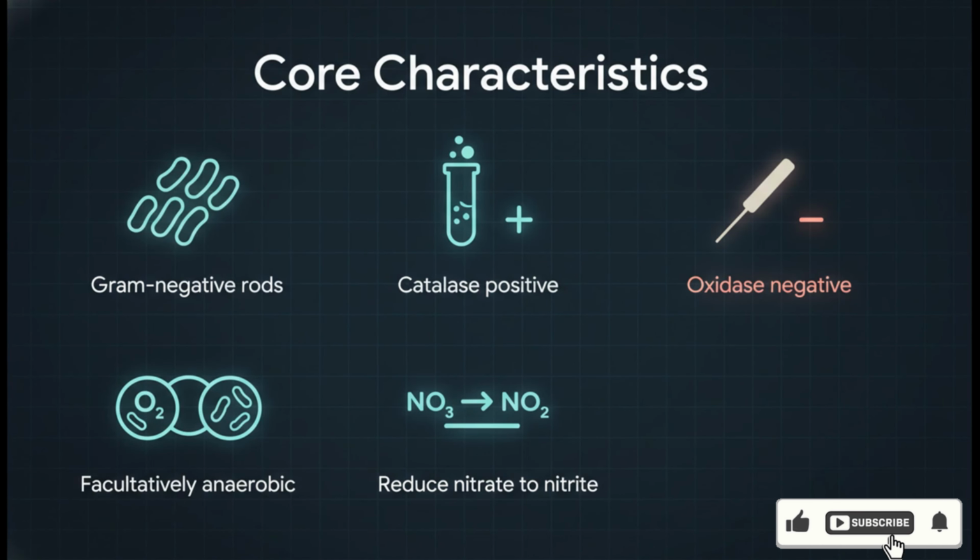So all members of this big family share a few core traits. You can think of this as their family signature. They are all gram-negative rods, they're catalase positive, and, this is important, they are oxidase negative. That oxidase test is a key step. If you have an organism that's oxidase positive, it's not in this family. So these tests just confirm we're on the right track.